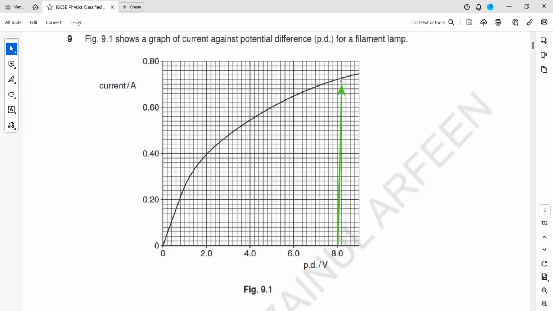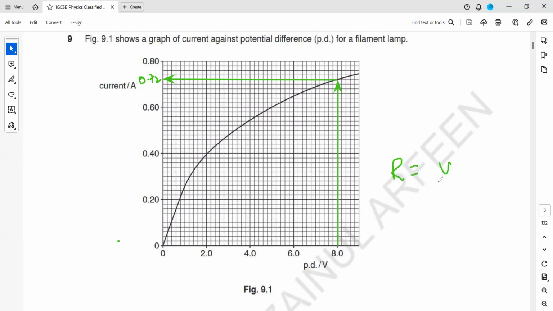When you draw a line, you have to show this on your graph. Like in the exam, you have to show that you draw a line from 8 volts and then find the current. For the y-axis, 10 boxes equal 0.2, so each is 0.02. So 0.62, 64, 66, 68, 70, 72. So this will be 0.72, 74, 76, 78, and 80. So this is 0.72. We need the resistance.